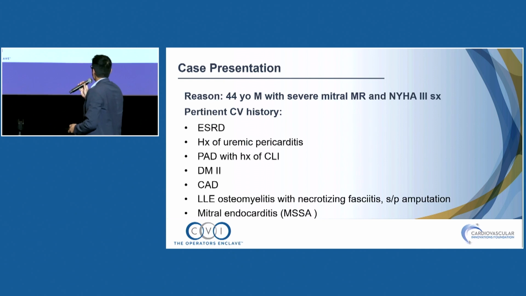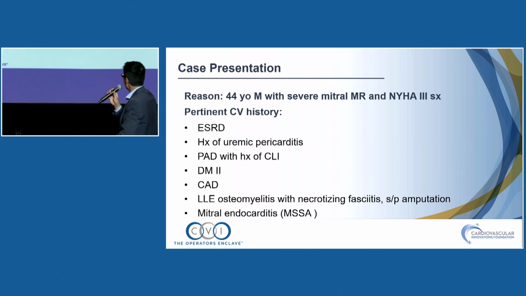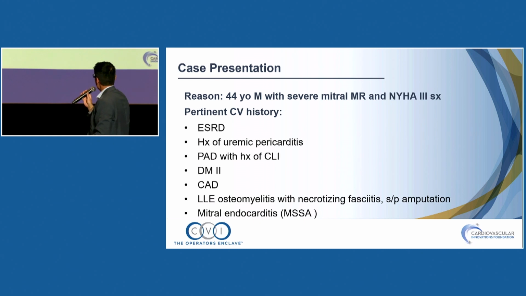So these are my disclosures. Our patient is a 44-year-old gentleman with end-stage renal disease who presented with class 3 symptoms and severe heart failure with mitral regurgitation. Interestingly, a year prior to presentation, he had a bout of uremic pericarditis, treated with pericardiocentesis and dialysis. He has a history of CLI against a background of diabetes, and a history of coronary disease. He had just transferred from a month-long hospitalization, where he presented with necrotizing fasciitis, required an amputation, and had MSSA bacteremia, which involved his mitral valve.